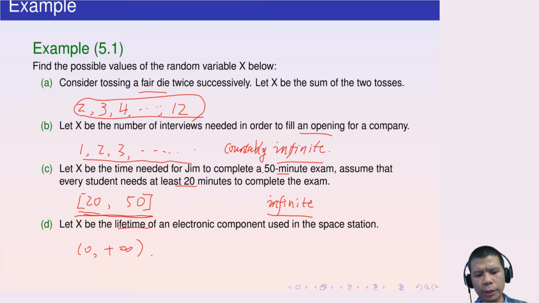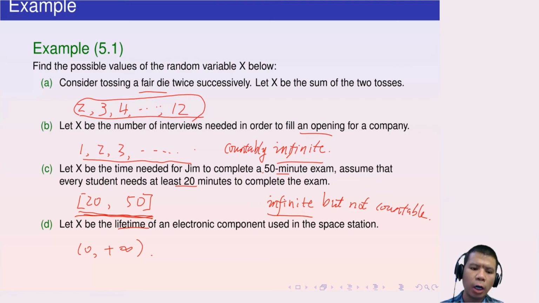However, for this interval here, it is not countable. It is infinite, but not countable. Now, why? What do you mean by not countable here? It is not countable because, for instance, in B, after 1 you have 2, after 2 you have 3, after 3 you have 4, and so on, right? You can list them in a sequence. Now, can you tell me what is the next value right after 20? Is that 21?